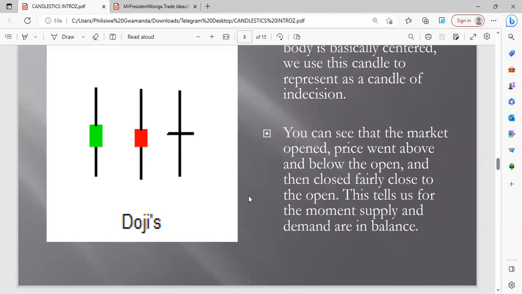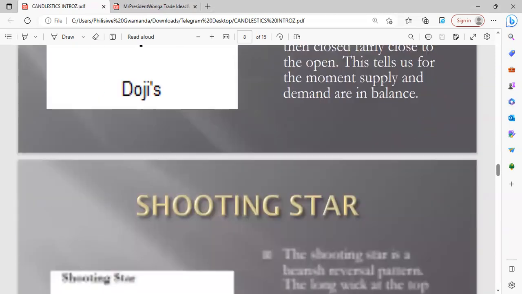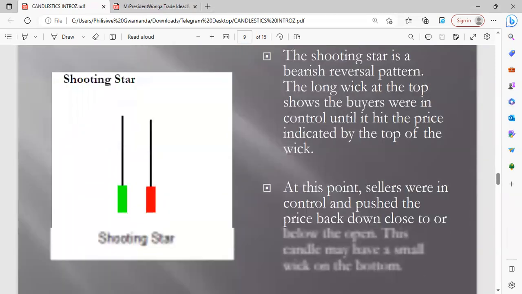But what is also important is to note where the doji is. The location of the candle is very important when it comes to candlesticks. That's what gives meaning to candlesticks.